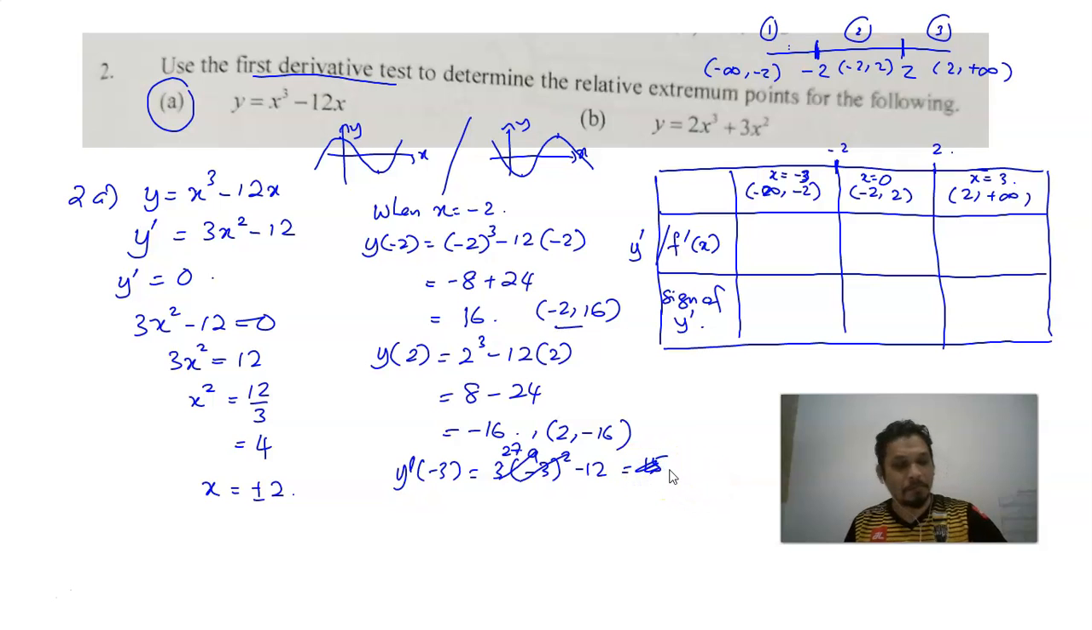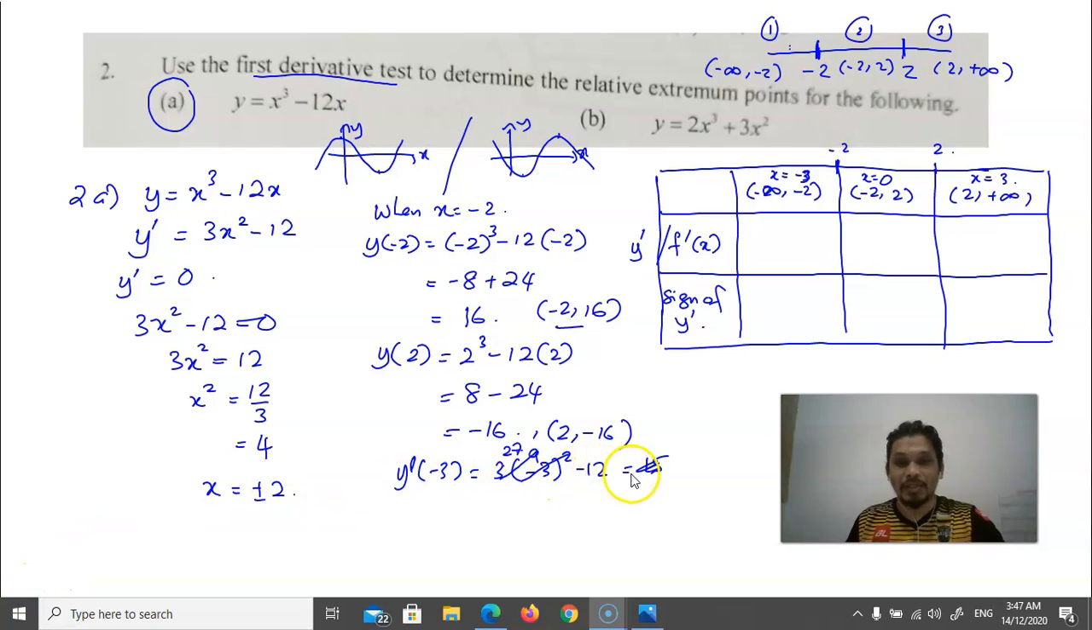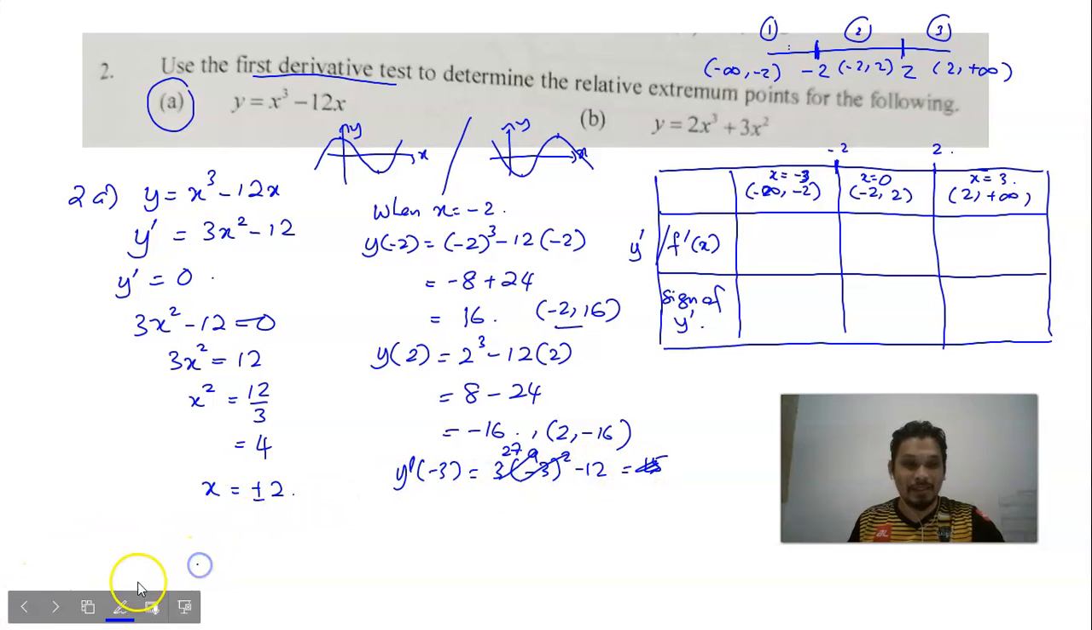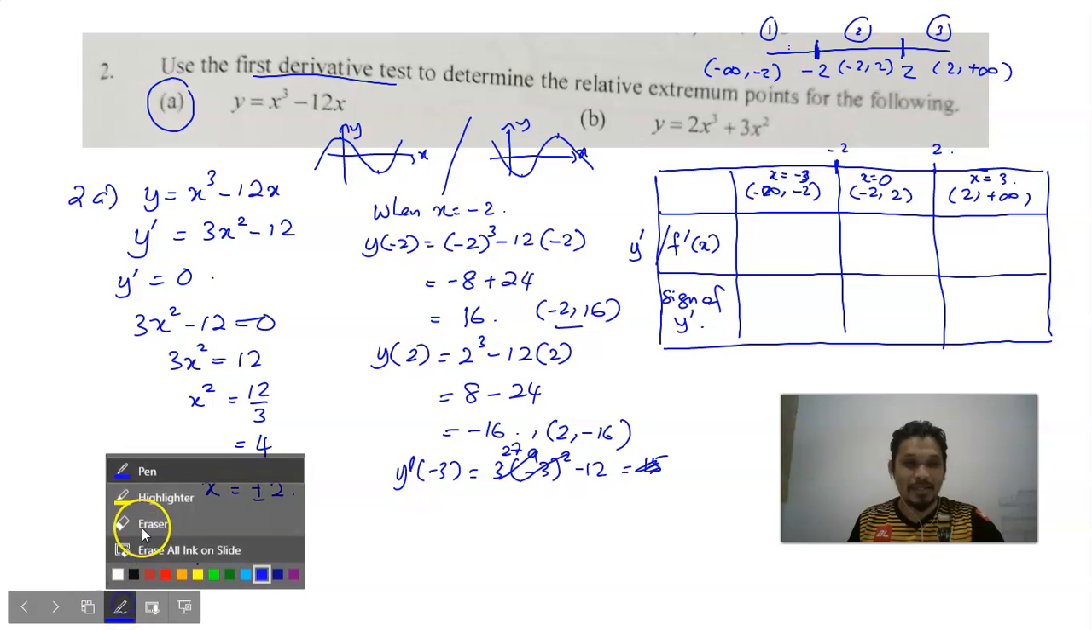Wait. Got something there. Okay, sorry, I suddenly recalled, I forgot the value of this.